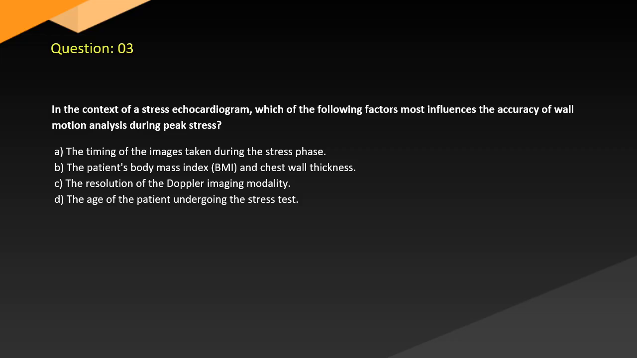Question 3. In the context of a stress echocardiogram, which of the following factors most influences the accuracy of wall motion analysis during peak stress? A. The timing of the images taken during the stress phase. B. The patient's body mass index (BMI) and chest wall thickness. C. The resolution of the Doppler imaging modality. D. The age of the patient undergoing the stress test.